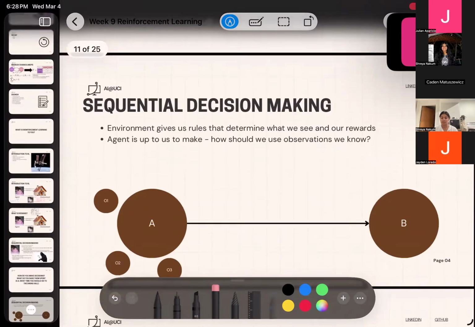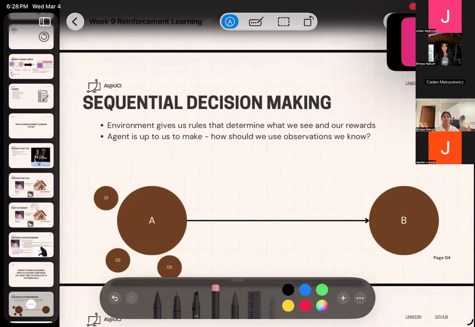So similarly, in reinforcement learning, the decisions that you make are sequential. The environment gives us rules that tell us what we see and what rewards we get. But it is up to us ultimately how we use the observations that we know to make decisions. For example, if you're deciding when to go to the dining hall, should I use just my observation of what I saw at the dining hall yesterday? Should I use my last two observations, my last three observations? How many of these should I use such that it benefits me adequately in making my next decision?